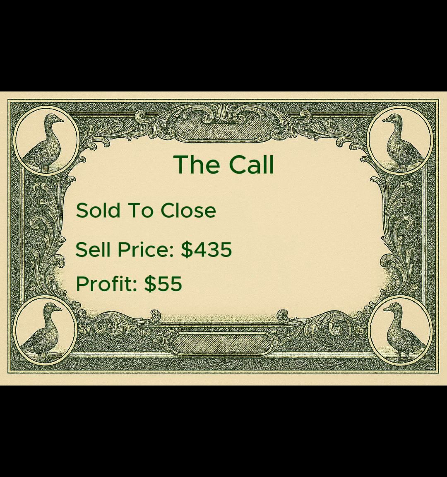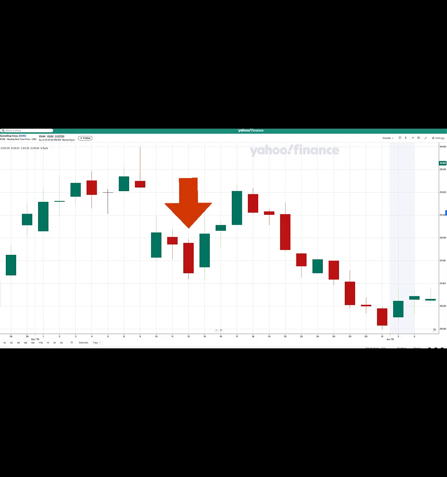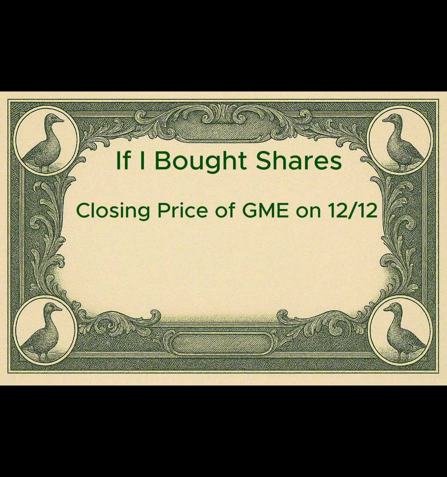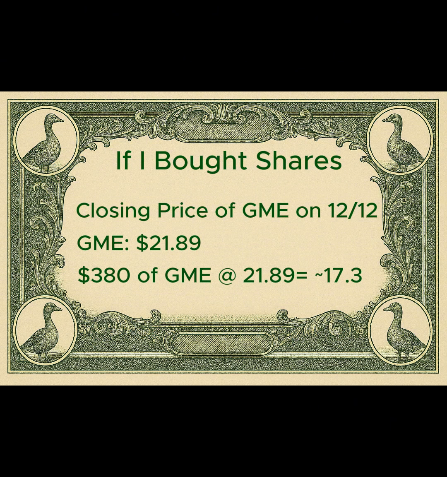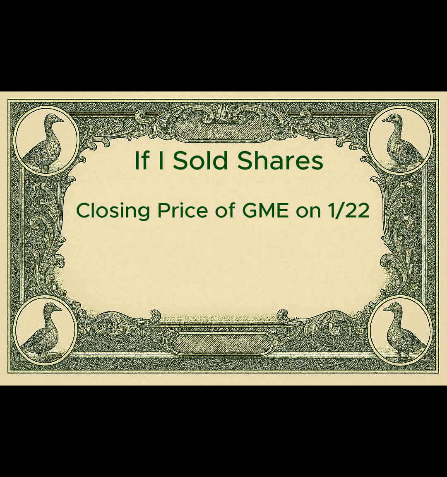I wanted to show you guys how this would have worked if I bought $380 worth of GME shares. On December 12th when I bought the call, GME closed at $21.89 a share. So we're going to use that as our cost basis for this example. So 380 divided by 21.89 would have gotten me roughly 17.3 shares. On January 22nd, I sold my call, and the closing price of GME was $23.14 per share. So my 380 turned into 432 for a profit of $20.32.